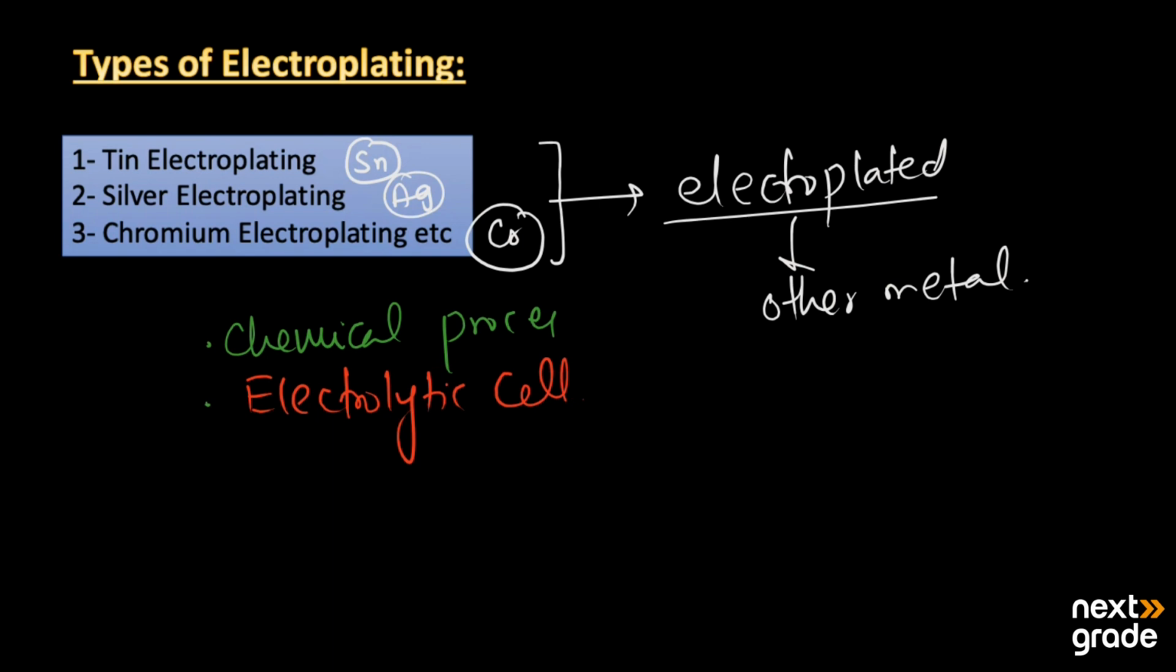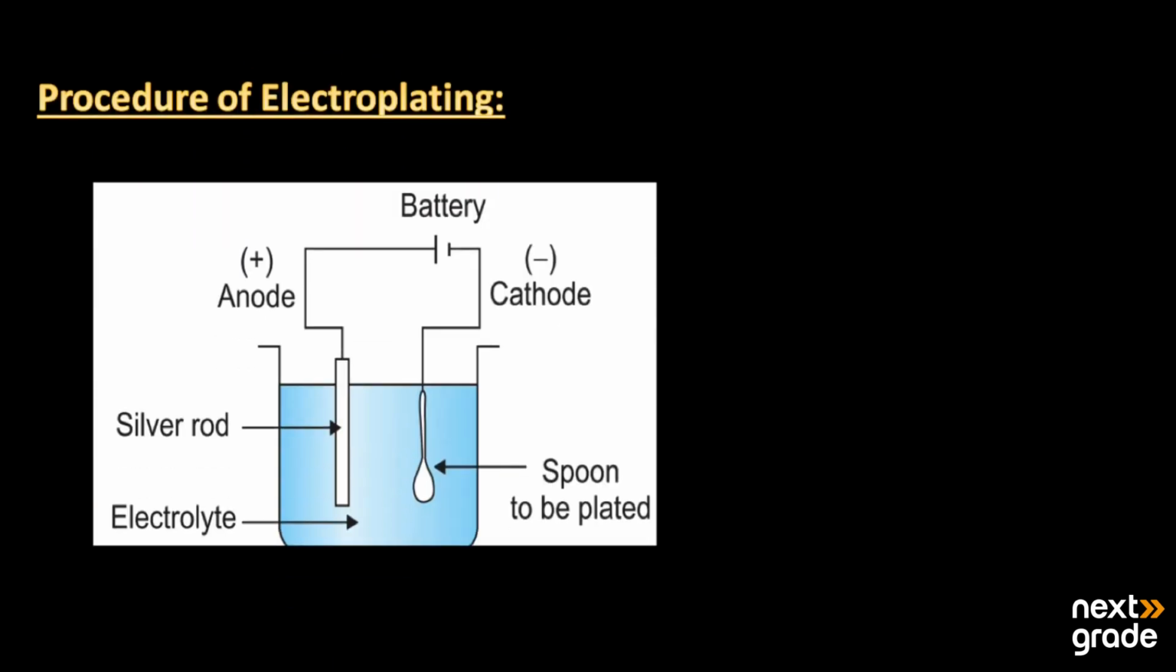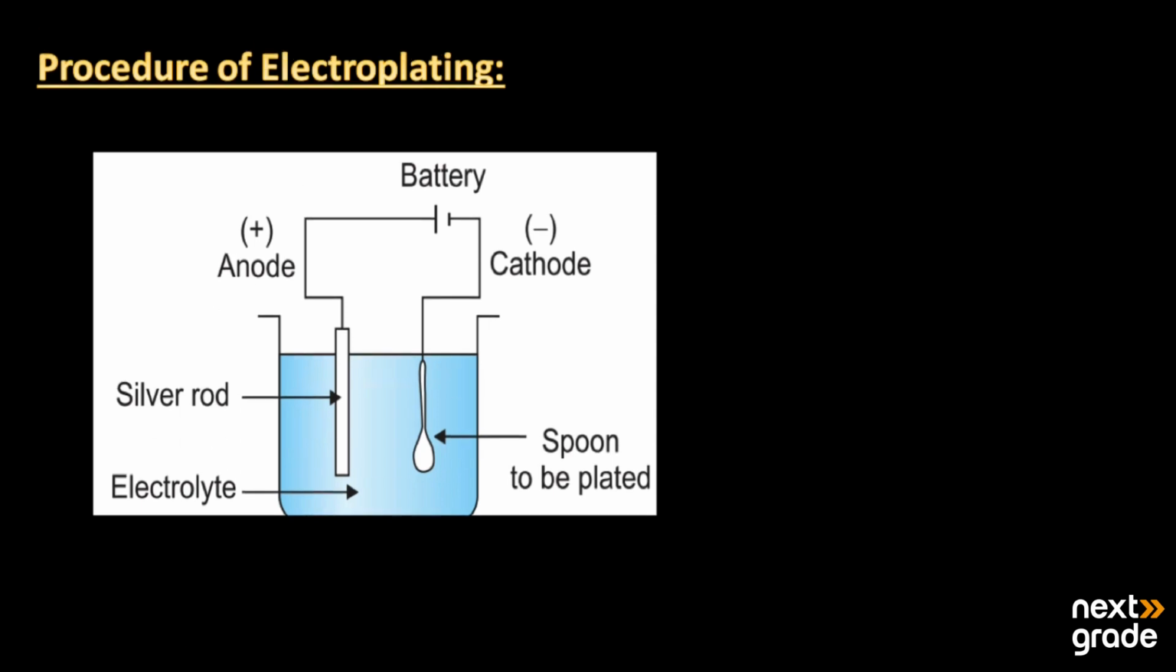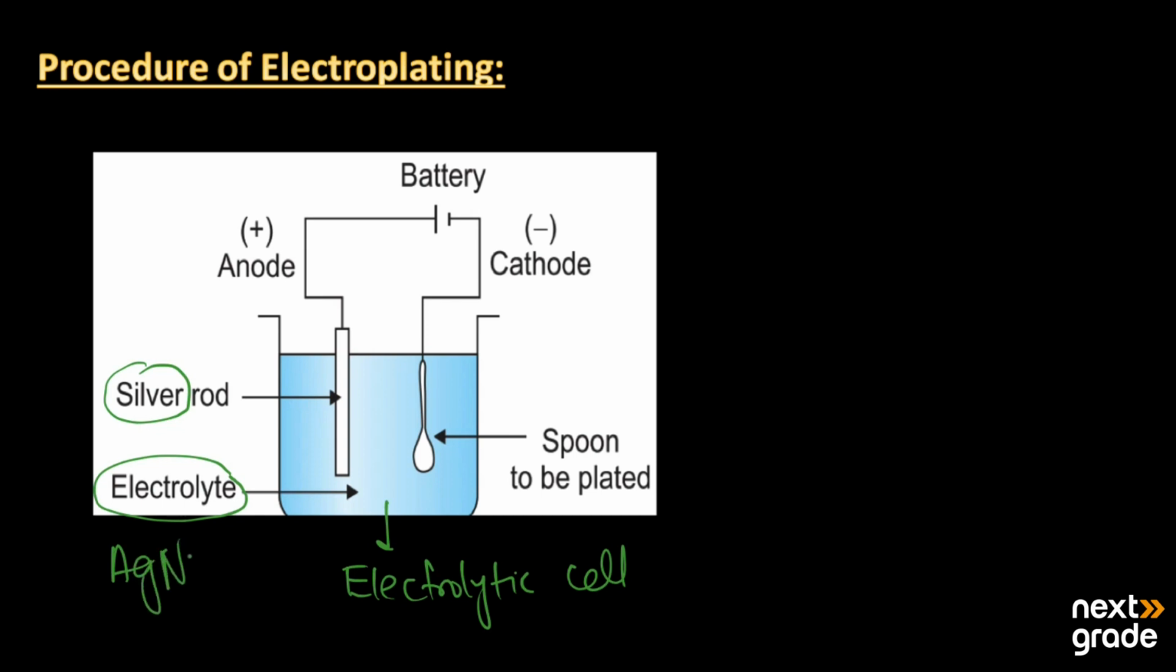Now, what is the basic process in this electroplating? Here we have the procedure of electroplating. First of all, we have to take an electrolytic cell. This is the electrolytic cell. We have to fill it with an electrolyte. Likewise, if we are using silver, we will take an electrolyte like silver nitrate. On the other hand, here we have a spoon that needs to be electroplated, so it will work as cathode and it will be attached to the negative end of the battery. And the silver rod here is working as anode as it is electroplated over the spoon.